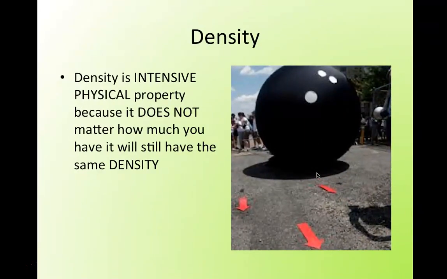Density is an intensive physical property because it does not matter how much you have, it's still going to have the same density. So water, no matter how much of it you have, its density will always be 1 gram over a milliliter. I want you to remember that. The density of water is always going to be 1 gram over a milliliter. So no matter how much water you have, if you were to measure its mass and its volume and divide the mass over the volume, you're always going to get 1 gram over a milliliter.